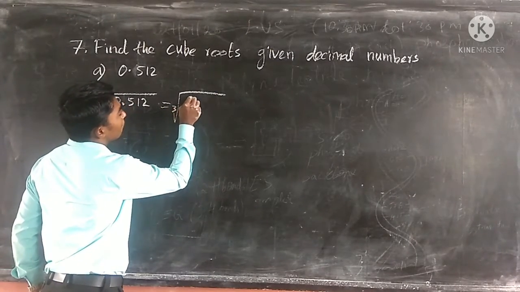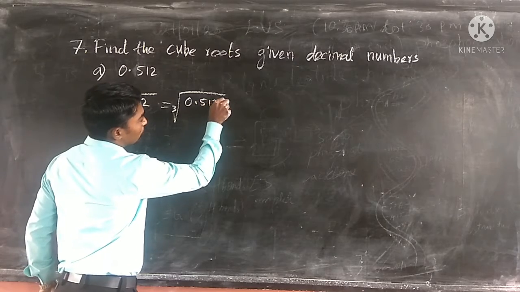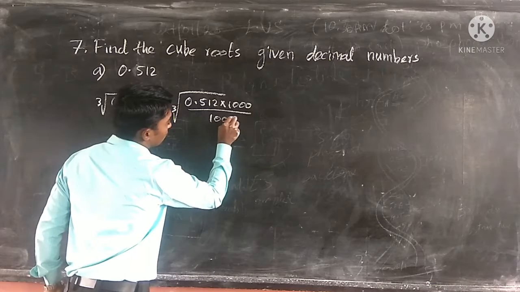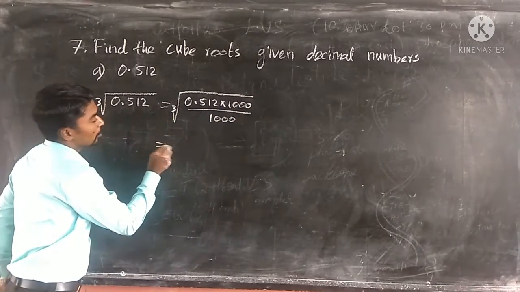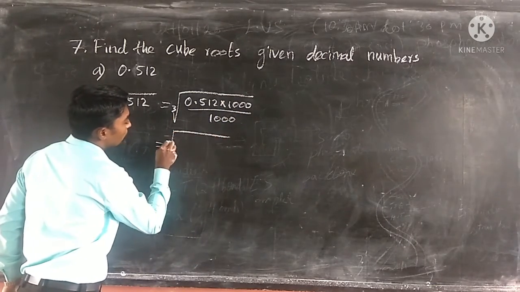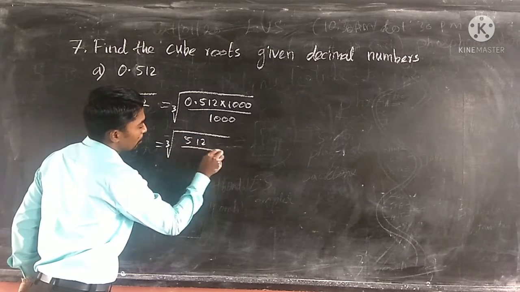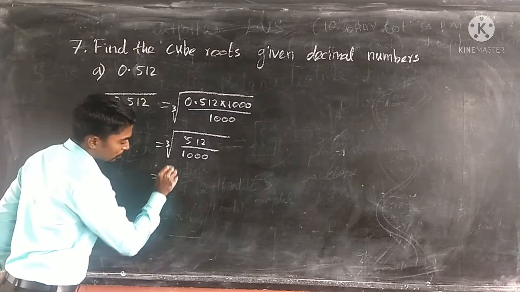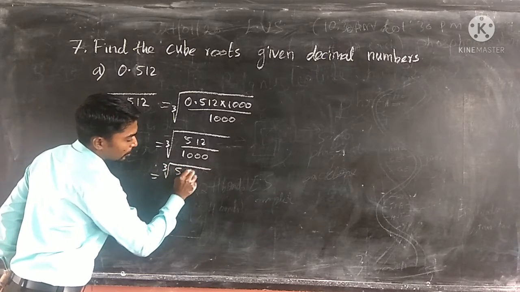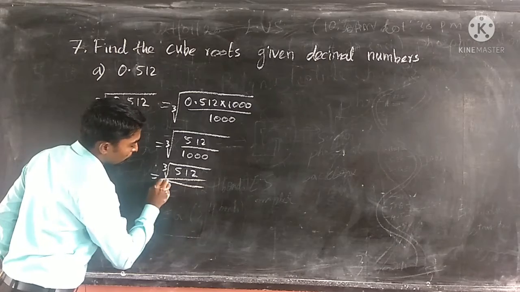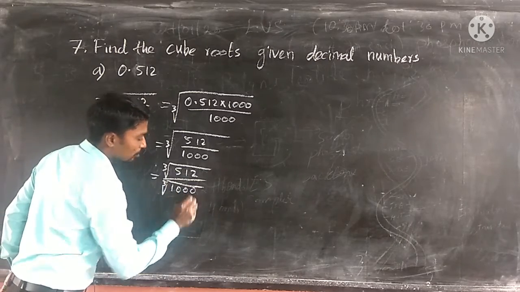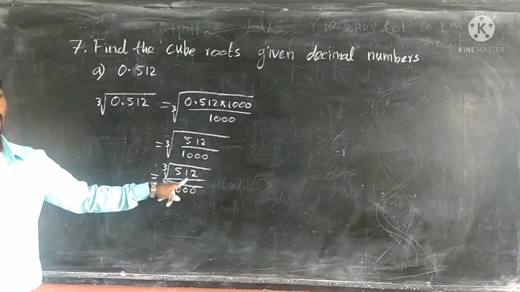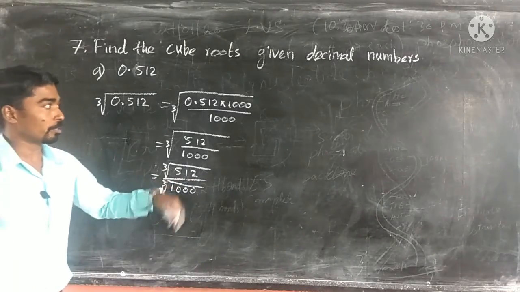Cube root of 0.512 into 1000 divided by 1000 is equal to cube root of 512 divided by 1000. Split the cube roots. Cube root of 512 divided by cube root of 1000. Here we are going to find the factorization for 512 and 1000 separately.